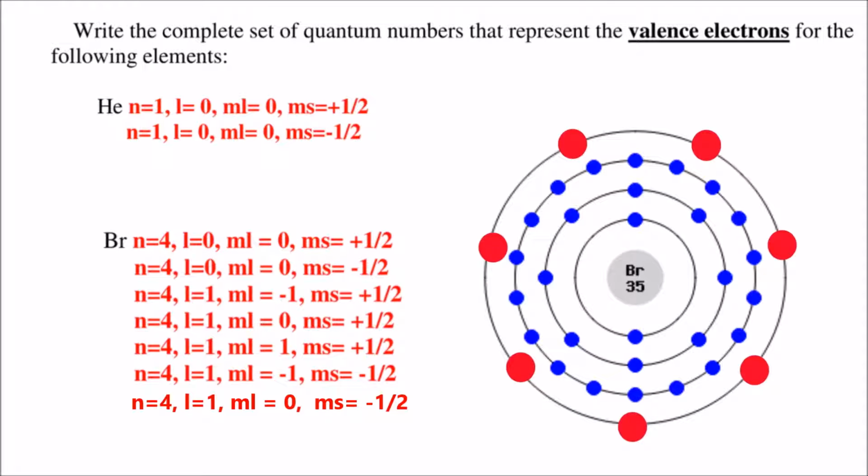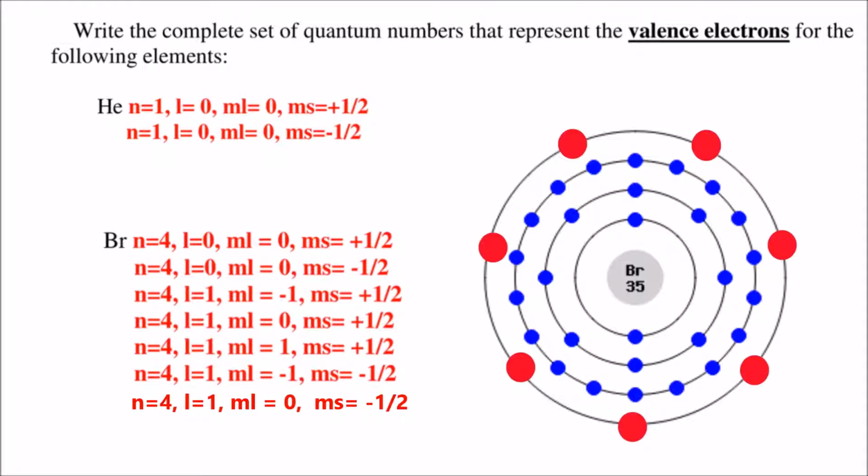Okay, so here I have the Bohr model for bromine. Remember, the question asked about its valence electrons. If you look at bromine on the periodic table, it's got an atomic number of 35. That means there are 35 protons and 35 electrons. You have to work up, adding the maximum number of electrons to each of the previous energy levels until you get to its valence or outer energy level, and then you add your last number of electrons.